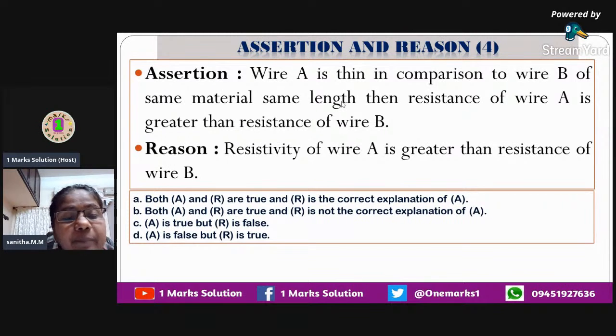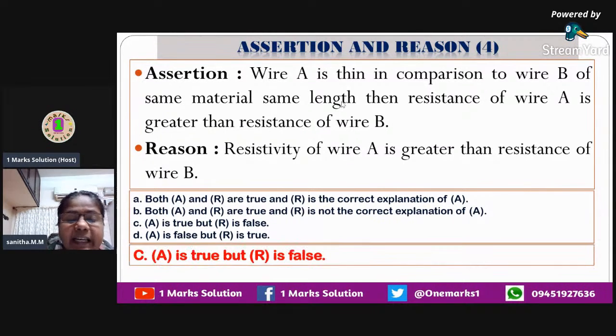What about the reason? Resistivity of wire A is greater than the resistivity of wire B. Can we say that? Here, A and B are of the same material, right? So resistivity will be the same. Why? Because resistivity depends only on the nature of the material. All of you know this point is very, very important. Resistivity depends only on the nature of the material.